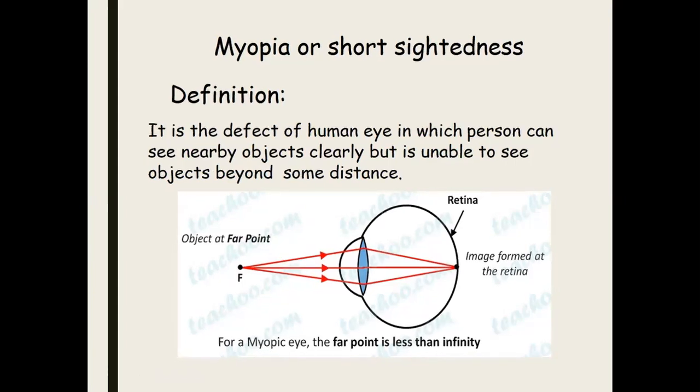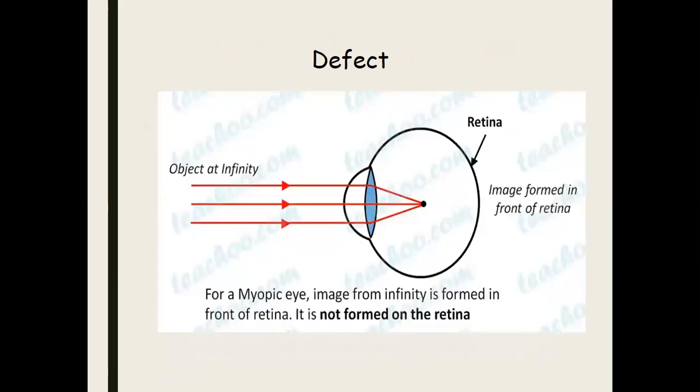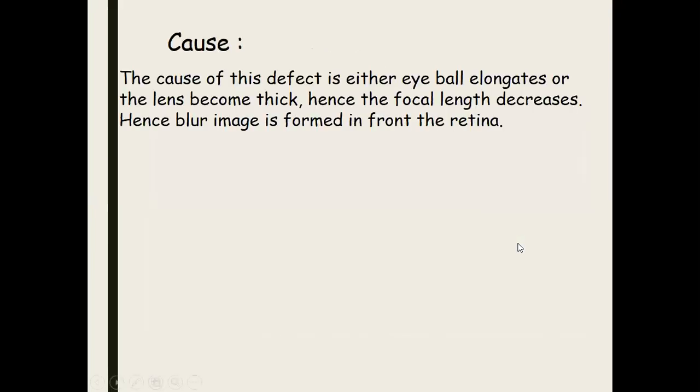So what is this defect? The parallel rays coming from infinity, after passing through the cornea and the eye lens, converge not on the retina but in front of the retina. So the image is not formed on the retina. We are unable to see a distinct image and we just see a blurred image of it. Now, what is the cause of it? The cause of this defect is either the eyeball elongates or the lens becomes thick, hence the focal length decreases. So the blurred image is formed in front of the retina.